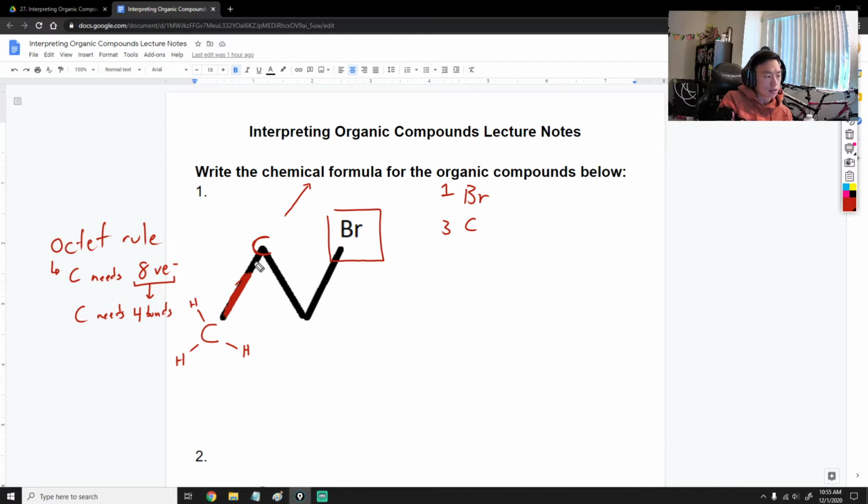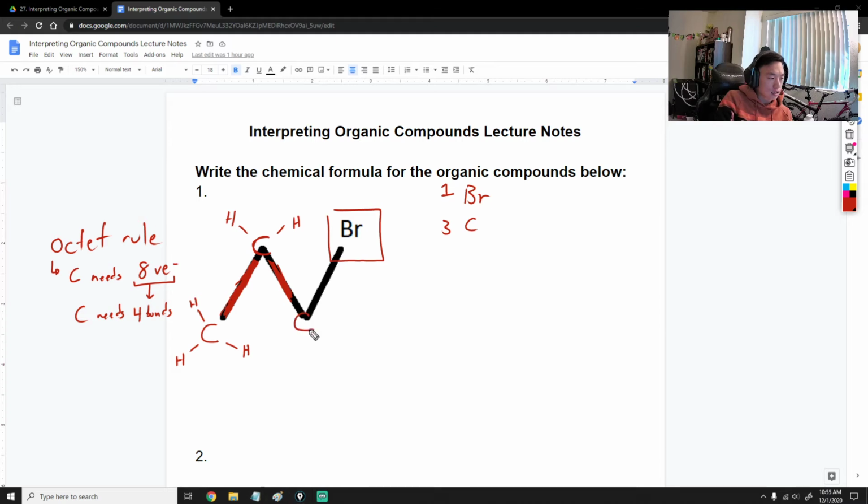Now, this carbon has a single bond here with the carbon we just talked about, and right here it has another single bond. So this carbon has 2 bonds. Well, we know that carbon needs 4, so this carbon must have 2 hydrogens. I know that because it has 2 lines, 2 bonds, and so it needs 4. So we just add 2 more. There are 2 hydrogens that we just added.